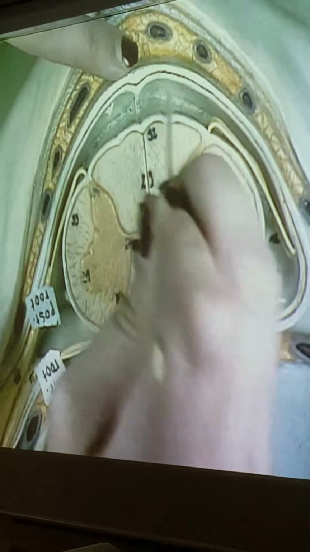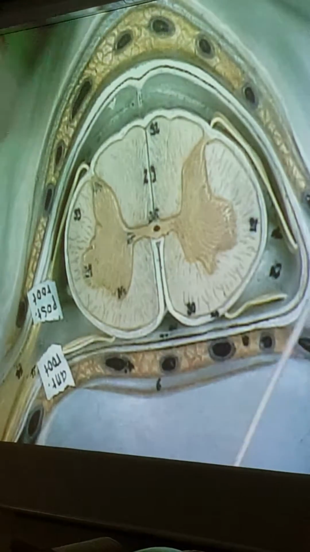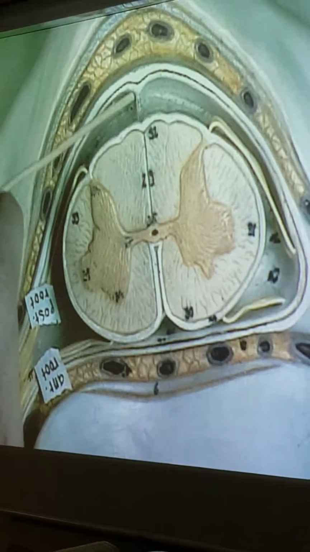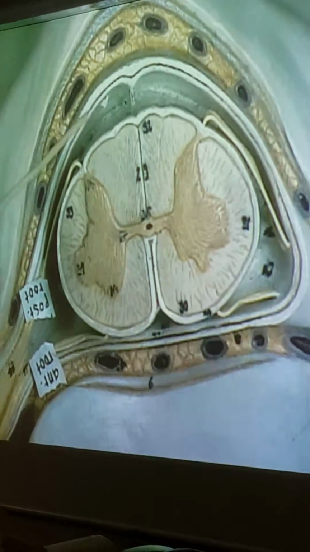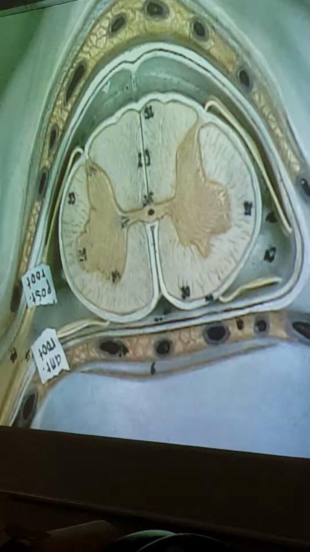The subarachnoid space is all of this right here, which houses the CSF. And then the pia mater surrounds the actual spinal cord. You notice there are these little extensions of the pia mater out towards the arachnoid and dural mater. That is a denticulate ligament.